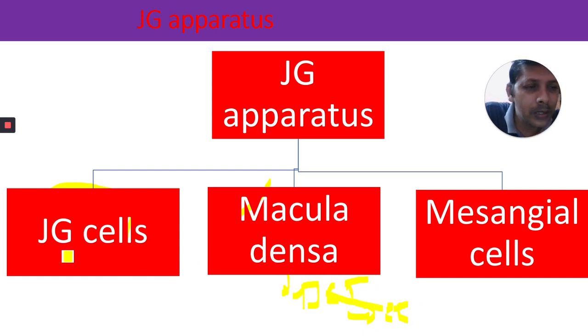And juxtaglomerular cells, JG cells. What do JG cells produce? JG cells are present in the efferent arteriole, and they produce one enzyme called renin. Okay, come to the next one.